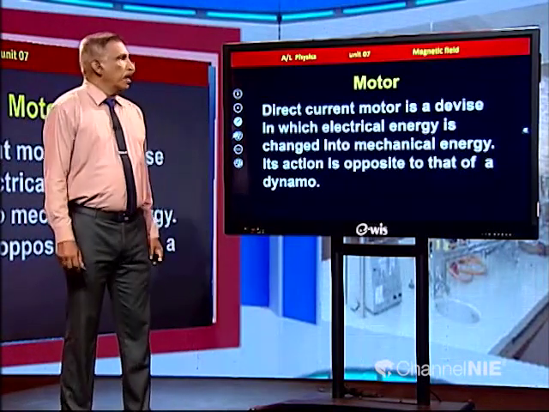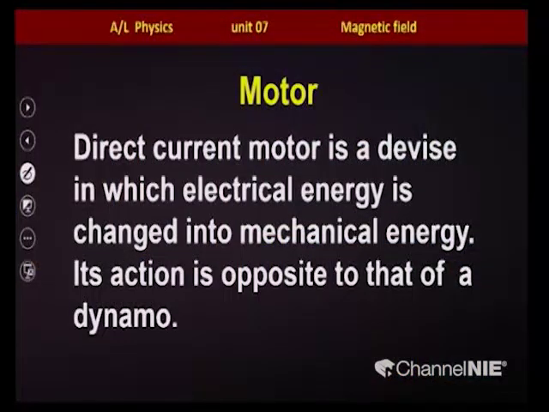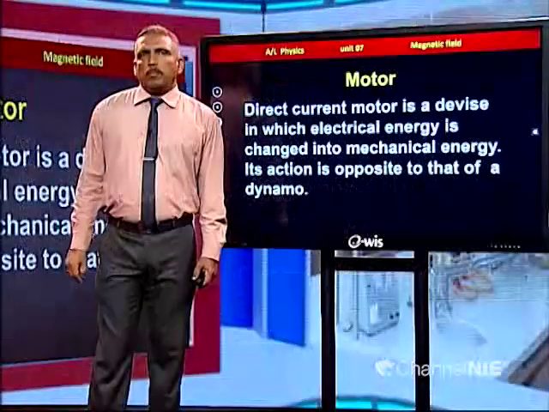A direct current motor is a device in which electrical energy is changed into mechanical energy. Its action is opposite to that of the dynamo. In the lower level classes, you already know about the dynamo. When you give motion to the dynamo, you get current. In the motor, you give the current to the motor and get the motion. So this is the reversible part of the motor.